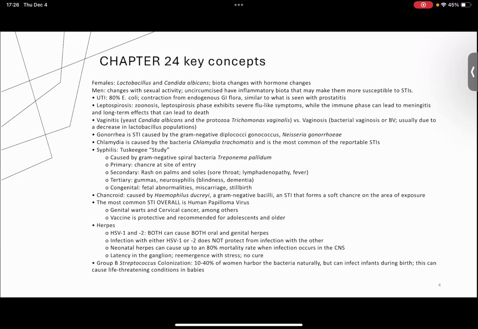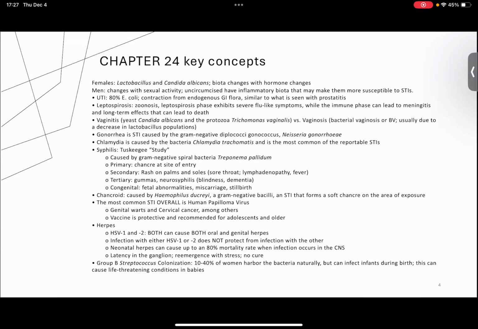Herpes. There are two major types of herpes virus, HSV1 and HSV2. Both of them can cause both oral and genital herpes. Having HSV1 does not protect you from getting HSV2, and having HSV2 does not protect you from getting HSV1. You can have both strains or just one or the other. HSV1 is more commonly associated with oral herpes, and HSV2 is more commonly associated with genital herpes, but they can be found in both and cause the same signs and symptoms in both areas.